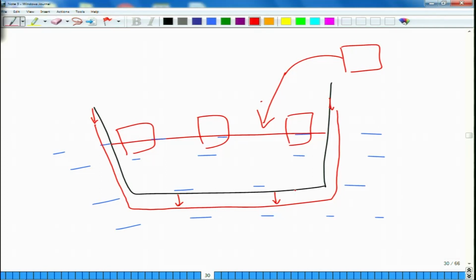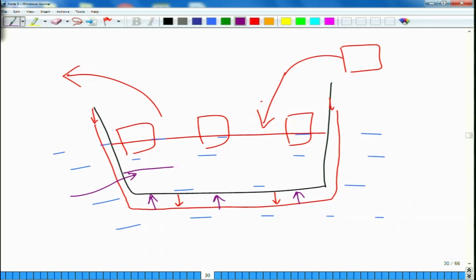Now, similarly, when the cargo is taken out at the destination, we would have an opposite movement. So, the ship would rise in the water. Now, in most ships, to maintain the stability of this structure, when the cargo is being taken out of the ship, we add water into the ship.